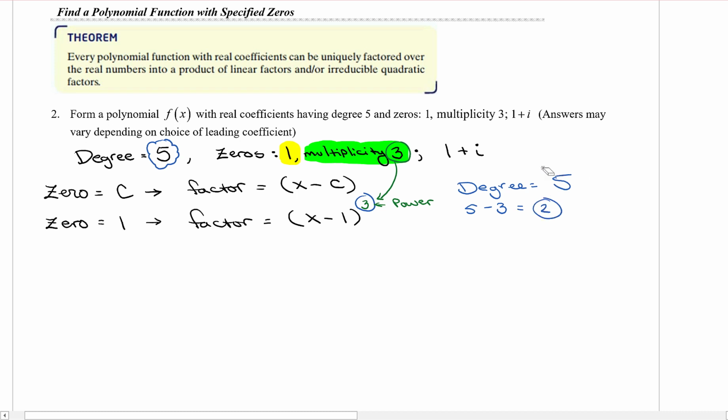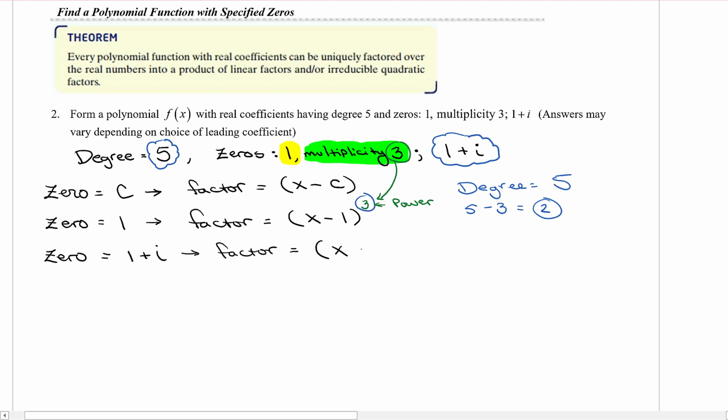That means I'm missing 2 more factors, 2 more zeros. So this is how I want you to think. You're constantly thinking in terms of what's the degree of the polynomial, and you're kind of thinking in terms of subtracting: how many factors have I found? How many zeros have I found? How many more am I missing?